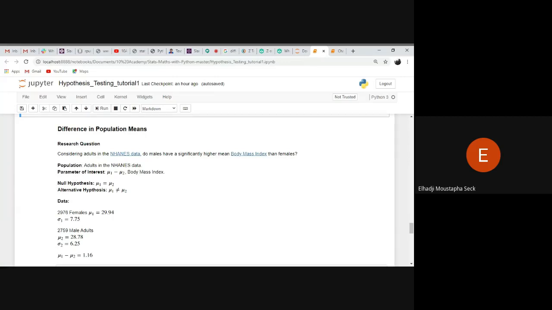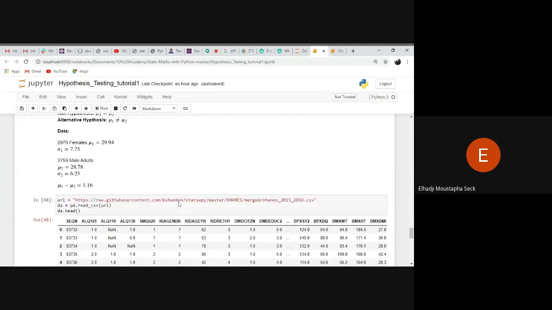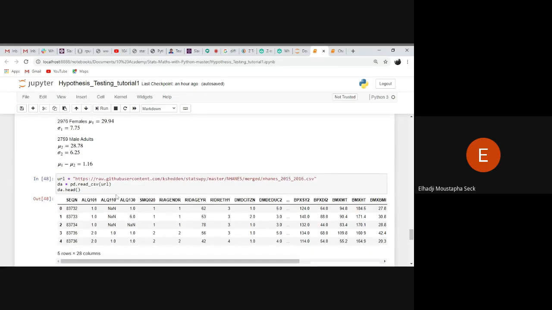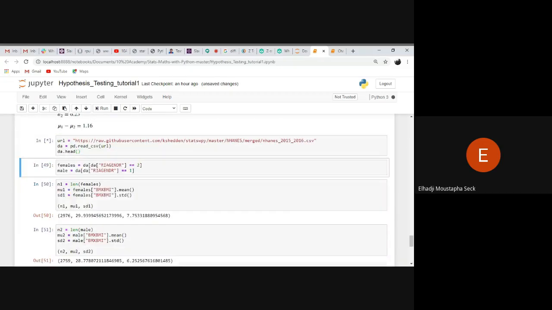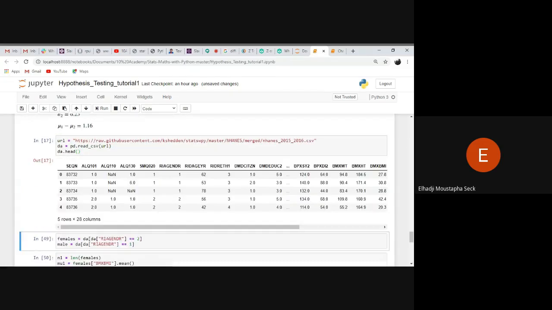The null hypothesis says that mu1, the body mass index for male, is equal to mu2, the body mass index for female, and the alternative hypothesis says they are not equal. So let's do this. Here is the total number of females, these are the means, and these are the standard deviations. Then we can know it from here. You can just load this data using this code. So you have this data here.